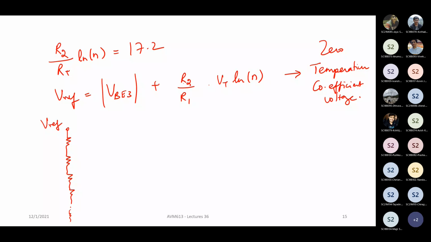We will also see how we can do low voltage band gap references. We will do that in tomorrow's class. Any doubts, any questions?